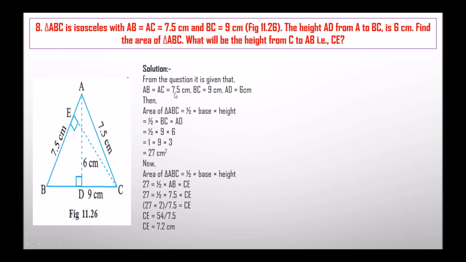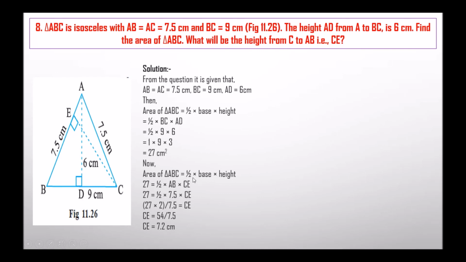So AB equals AC equals 7.5 centimeter, BC equals 9 centimeter, AD equals 6 centimeter. Area of triangle ABC equals half into base into height. So half into BC into AD, that is half into 9 into 6. We can cut 2 and 6. So 1 into 9 into 3, that is 27 centimeter square.